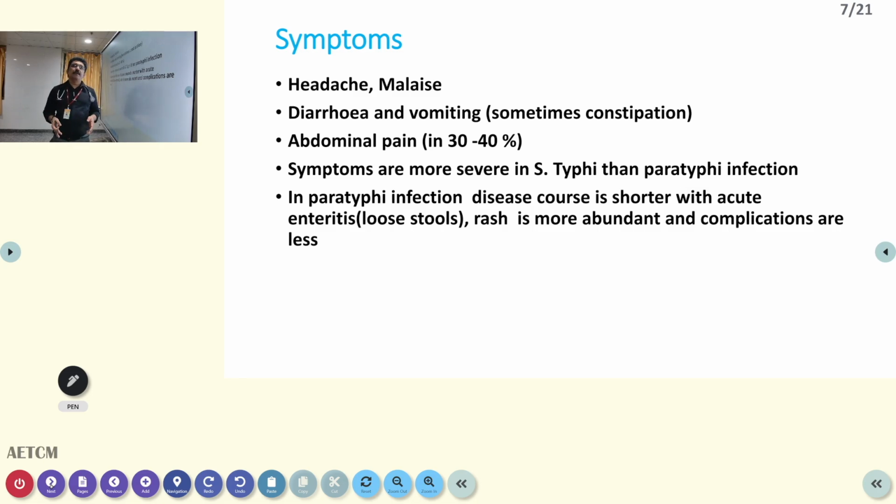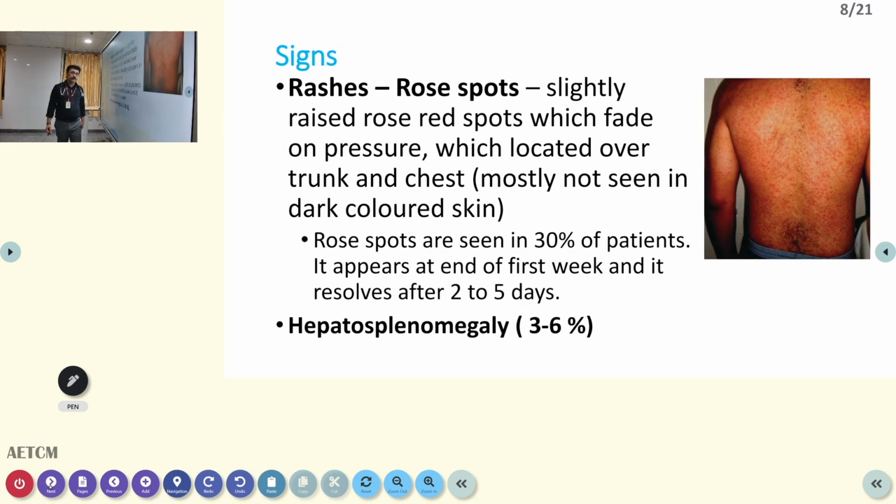Abdominal pain can be there. In the second week, the patient can have perforation, which can produce severe abdominal pain. The symptoms of typhi and paratyphi infections are slightly different, and typhi symptoms are more severe than paratyphi infection. Paratyphi will have milder symptoms, but the diarrhea part will be more in paratyphi infection. So that is the main difference between typhoid and paratyphoid infections.